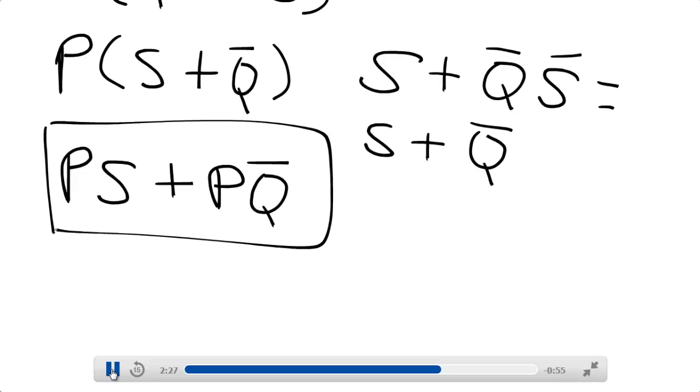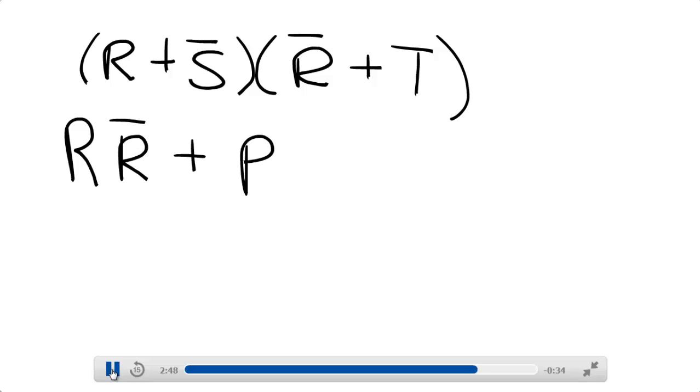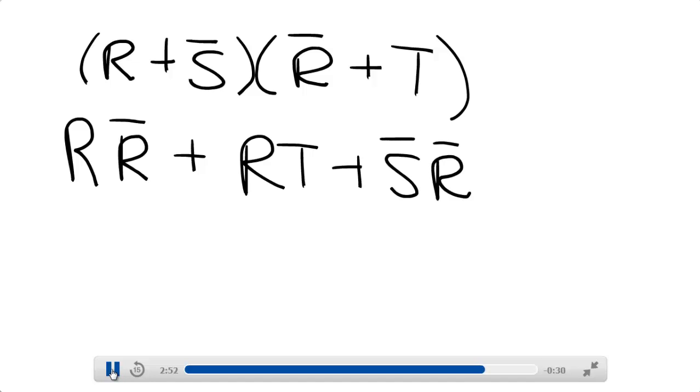So let's look at another problem. Alright, so let's look at this one. So this is my expression, and this is a POS, but we want to put it in SOP form. So we need to FOIL this out. This is the distributive law, so it will become R and not R, or R and T, or not S and not R, or not S and T.